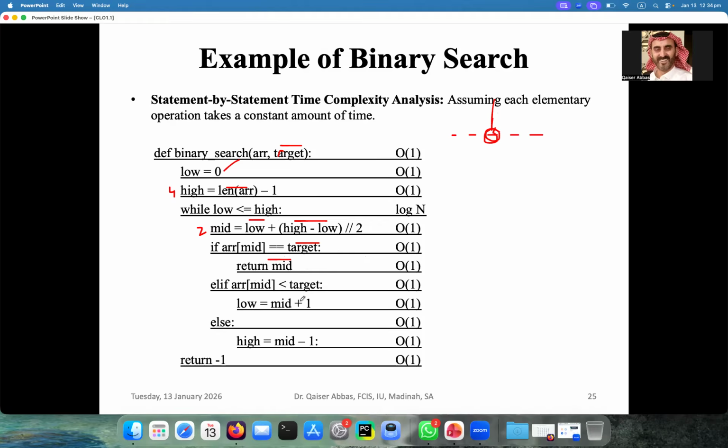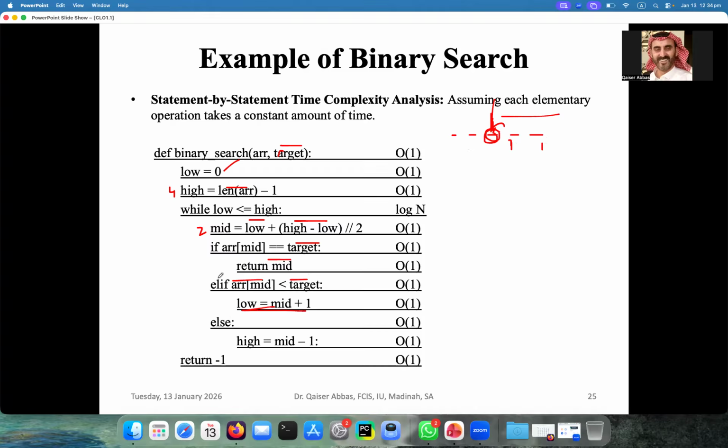then you are doing what? Then low is equal to mid plus 1. If your target is higher than this, which means array at mid is less than target, this element is less than target, which means the target is higher. It means it is on that side. So then you are doing what? This mid plus 1 index, you are making it low, and the high will remain as it is.